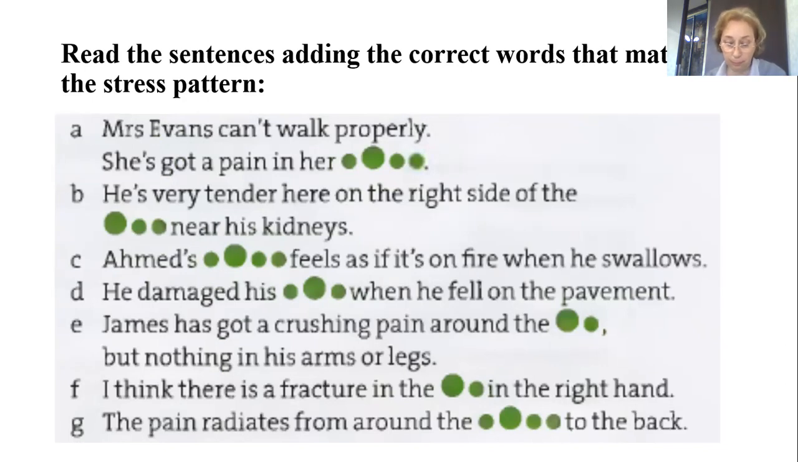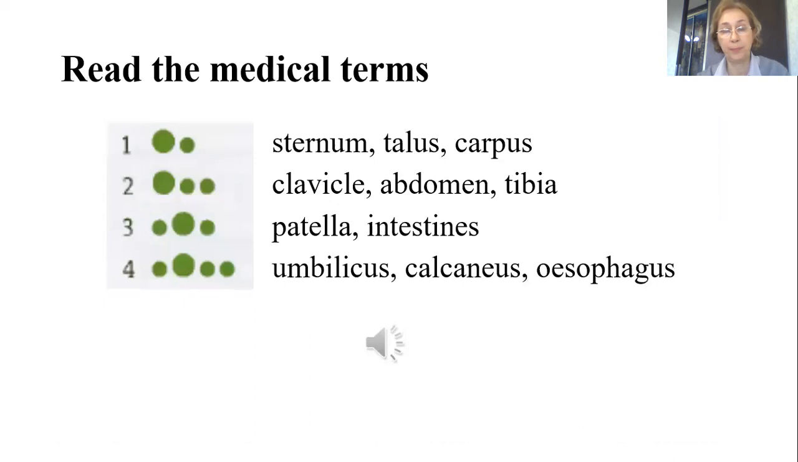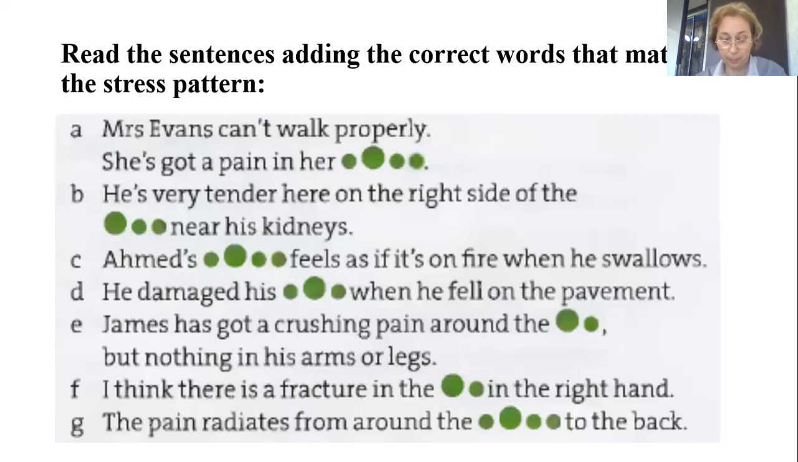Okay, James has got a crushing pain around the but nothing in his arms or legs. So I'm supposed to guess which word? Yes. It should be the word consisting of 2 syllables, and the stress is on the first syllable. The word that belongs to the first group that we were discussing. I see. I'm just trying to remember the words. Okay, here they are, the first group. Okay, then sternum. James has got a crushing pain around his sternum, but nothing in his arms or legs.